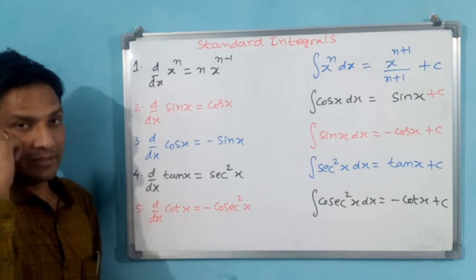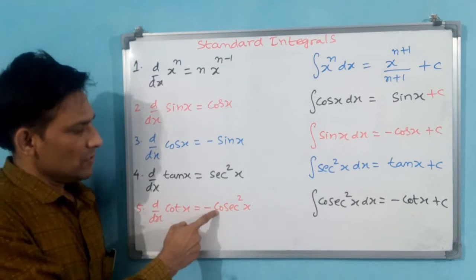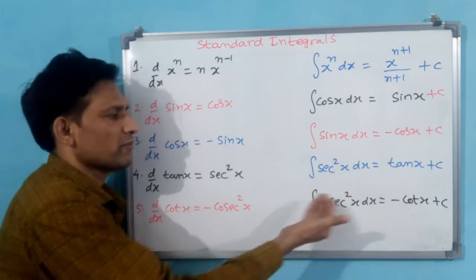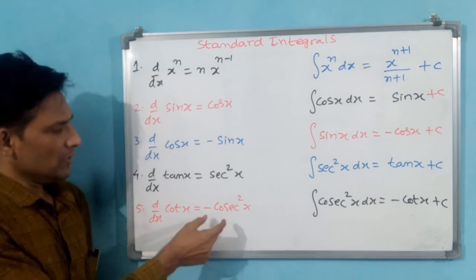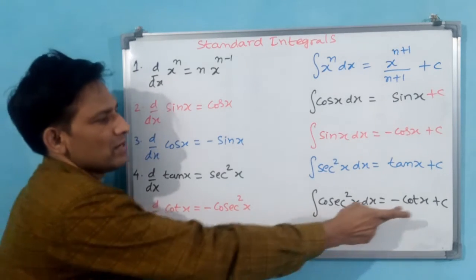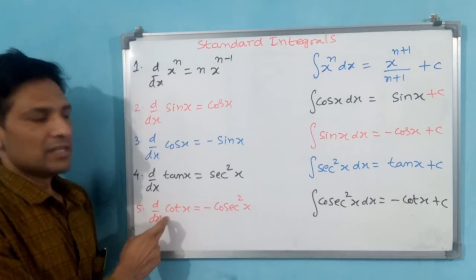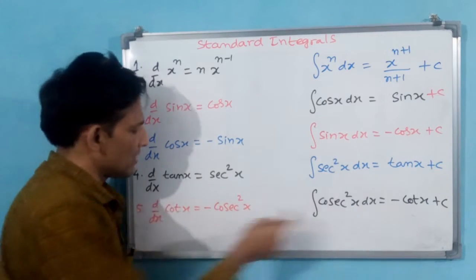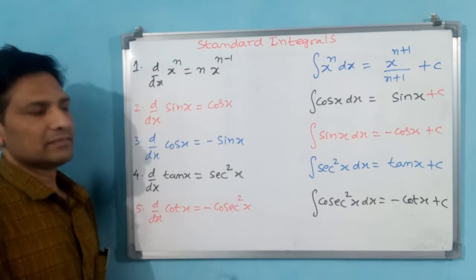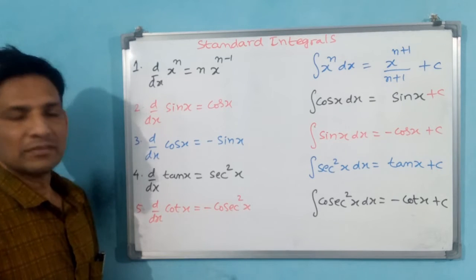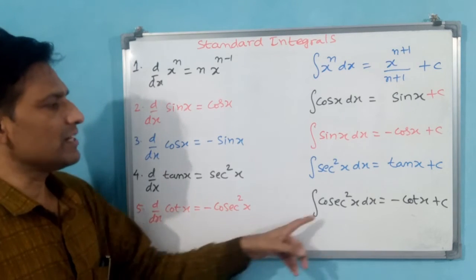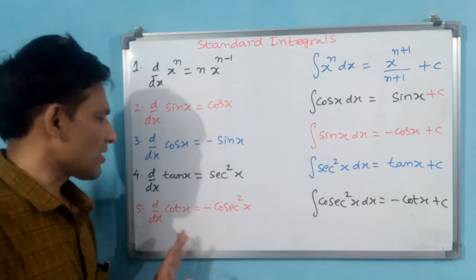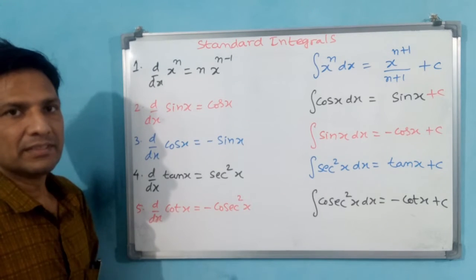Is it okay? Minus we are not going to write. Even if you write minus, it is not wrong. If you write minus cosecant square here, cot x will come. But if you write only cosecant square x, then minus cot x will come. That's all. You understand this? Integral cosecant square x is equal to minus cot x plus c.